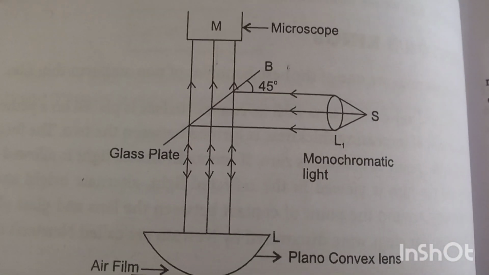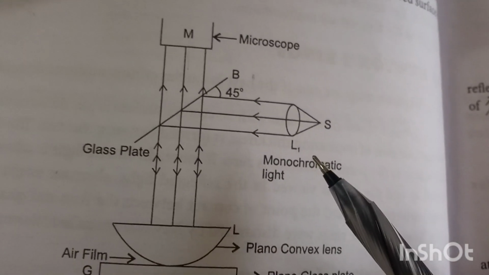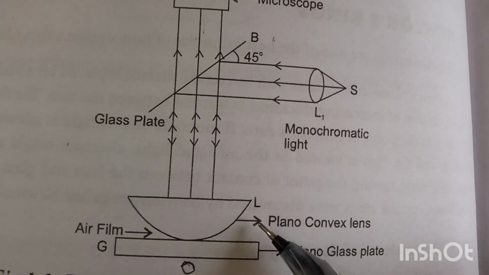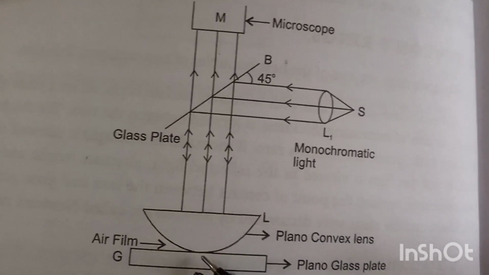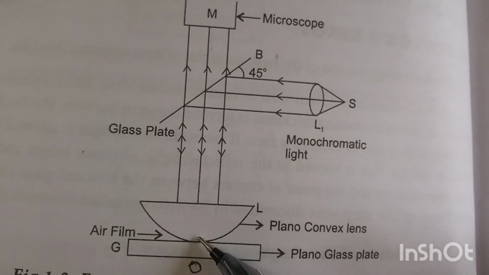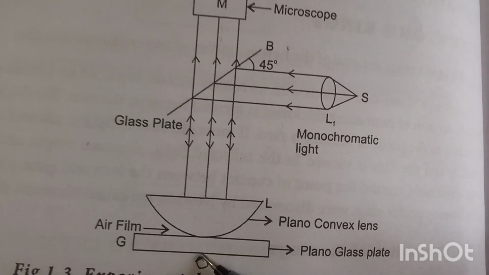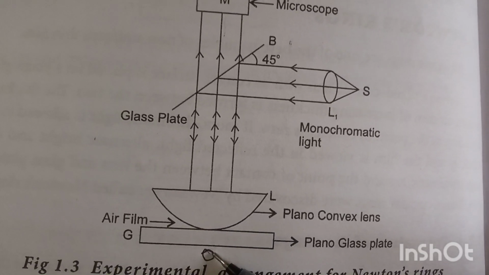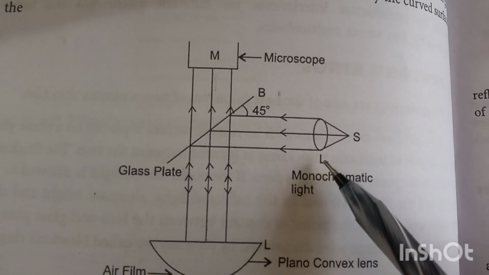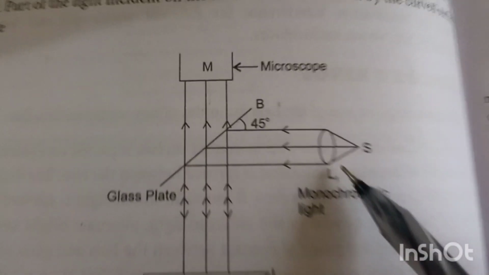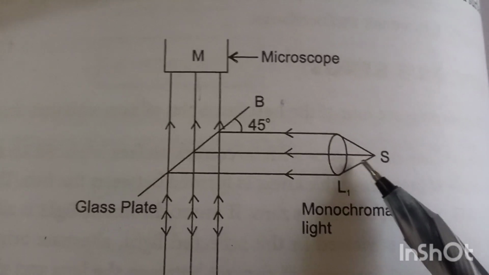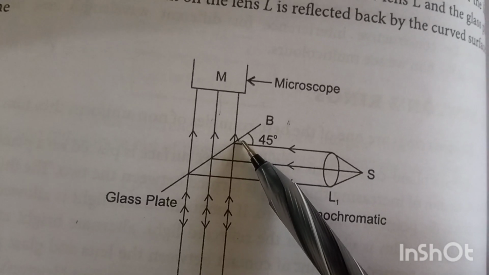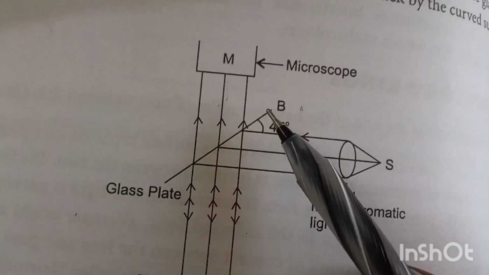This is the experimental arrangement of Newton's rings. Here the plano-convex lens L, of a large radius of curvature, is placed with its convex surface on a plane glass plate G. The lens makes contact at the point O. The monochromatic light is coming from the source, a sodium vapor lamp is used. The monochromatic light falls on a glass plate, and this glass plate is arranged at an angle of 45 degrees with the vertical.